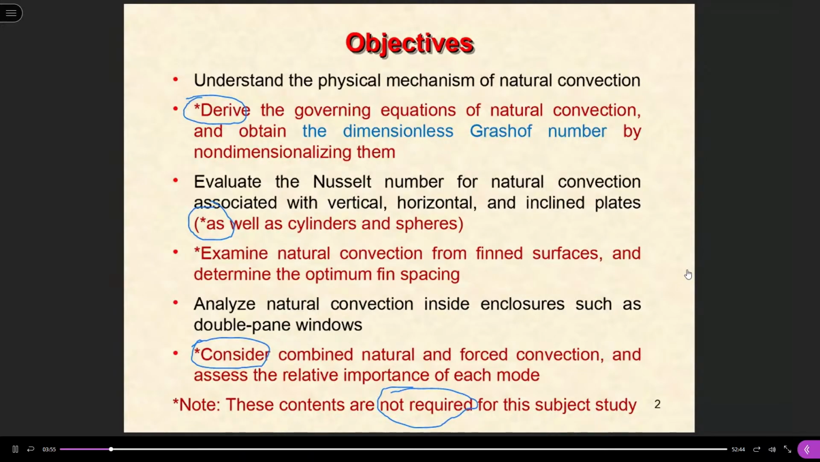In particular, we analyze the natural convection inside enclosures such as double pane windows, sometimes called double glazing windows, because this is now widely used in buildings, and it is a very important component to reduce the energy used for heating and cooling in buildings. So we'll spend some more time on this natural convection analysis. So that will be the content of this lecture.